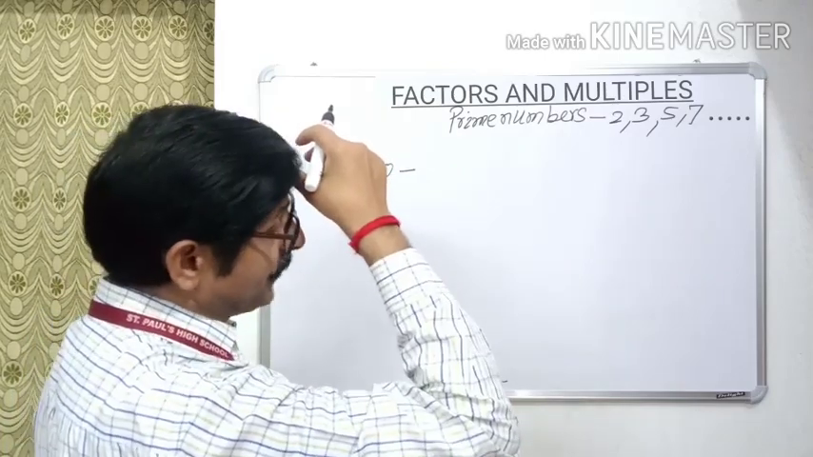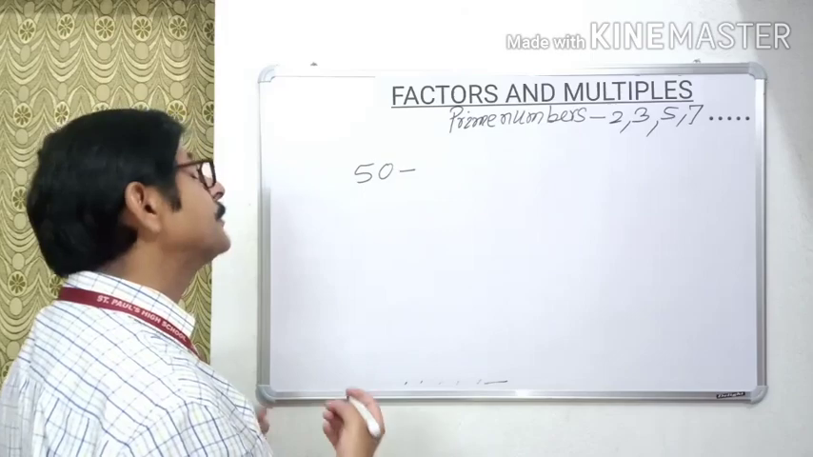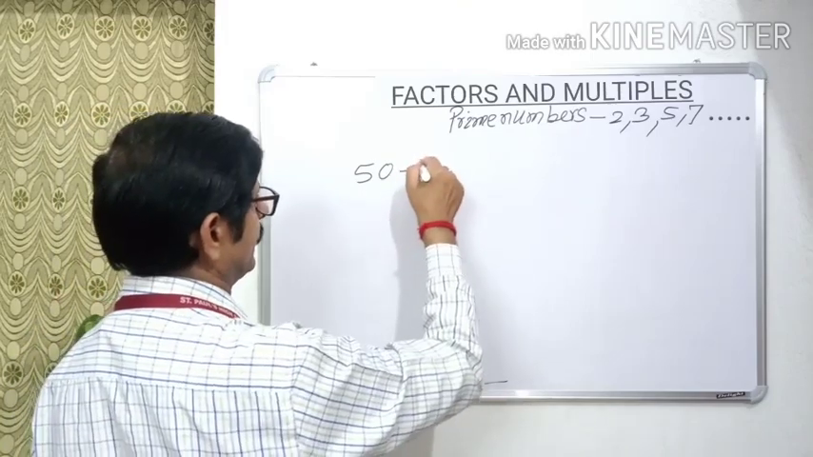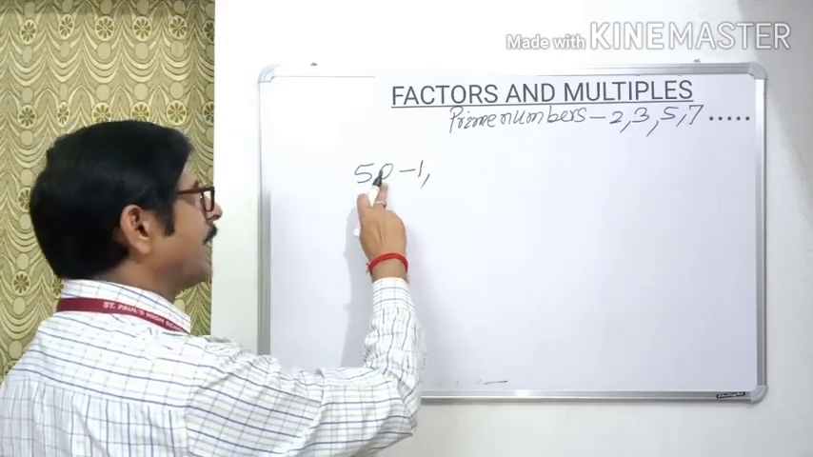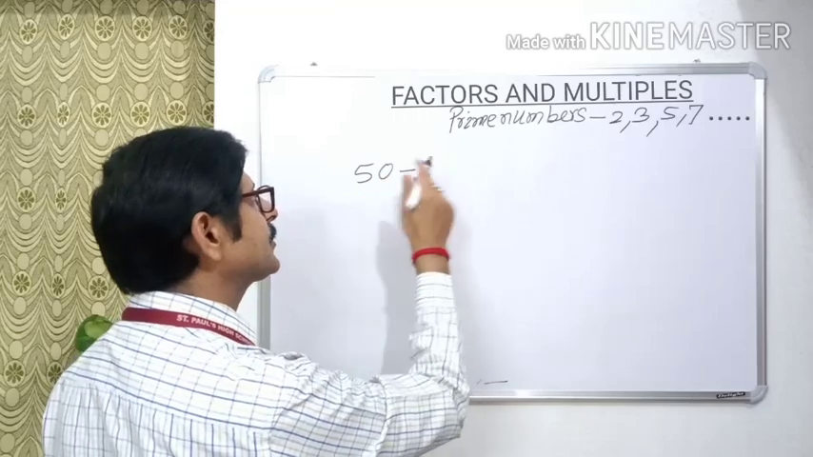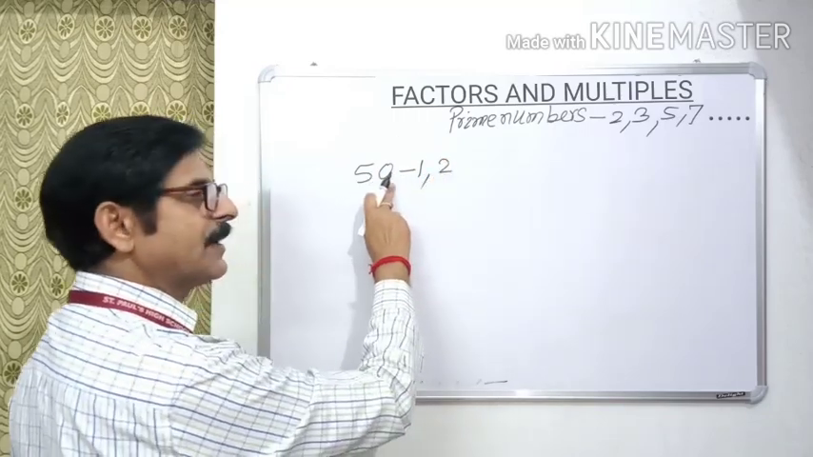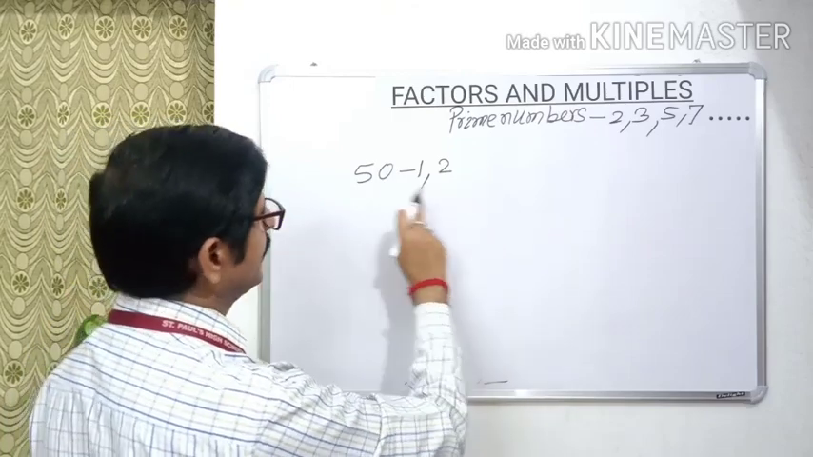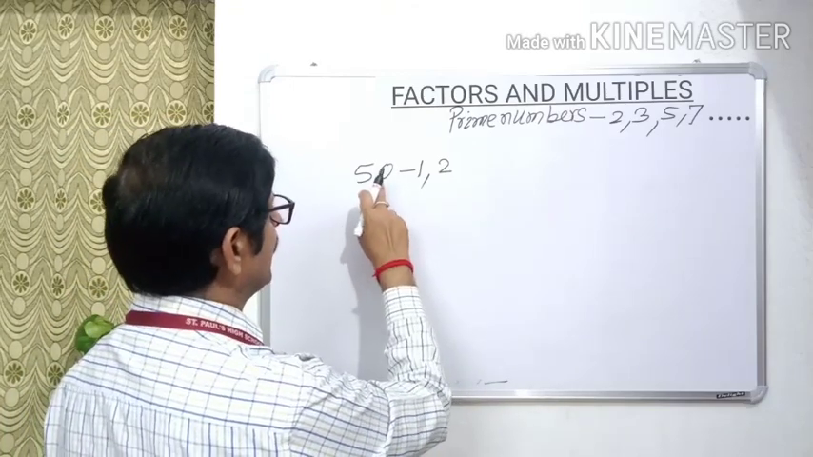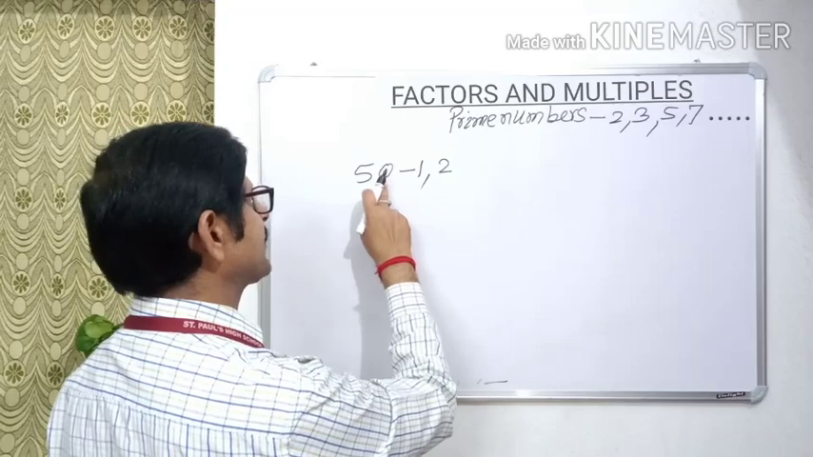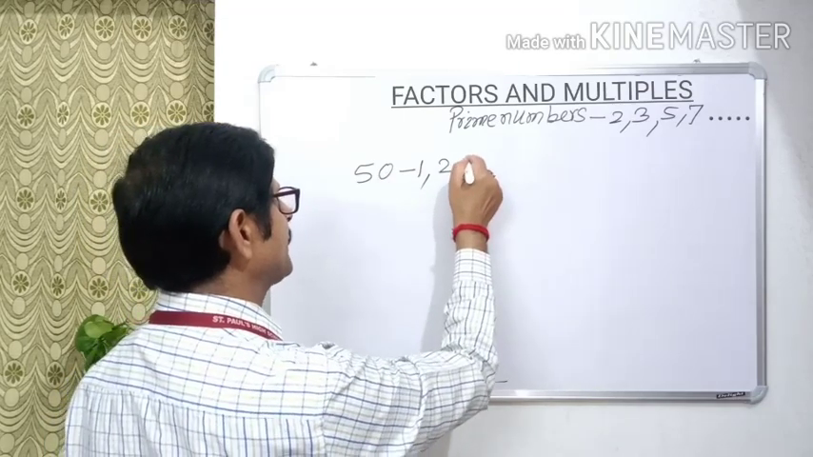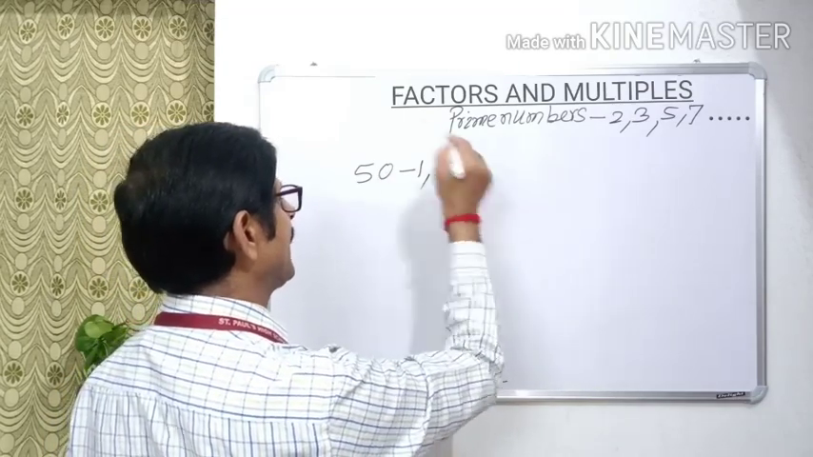1 is a factor of every number, that is, 1 divides every number completely. It has 0 in its ones place, so it is divisible by 2. 5 plus 0 is 5, so it is not divisible by 3, not by 4. And it has 0 in its ones place, I hope you know it is divisible by 5.